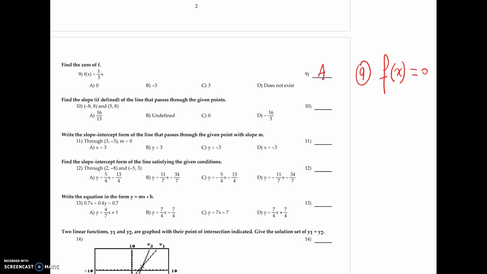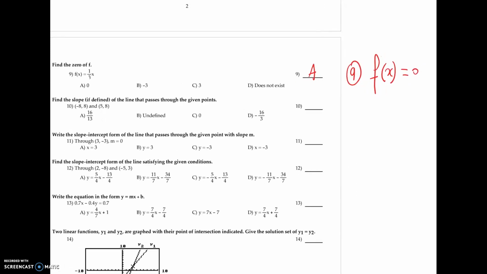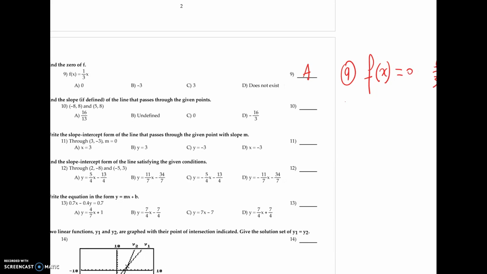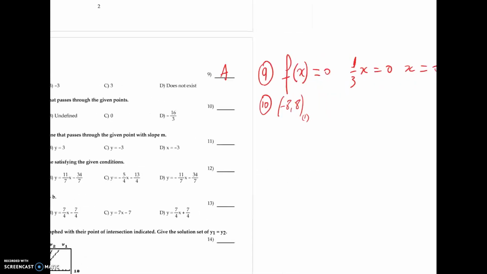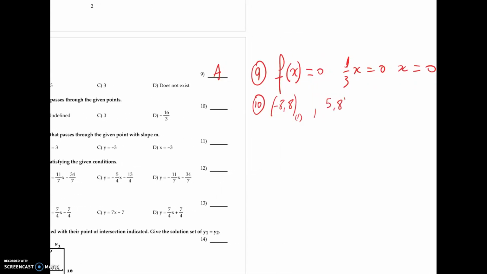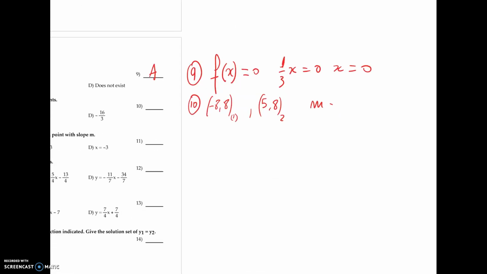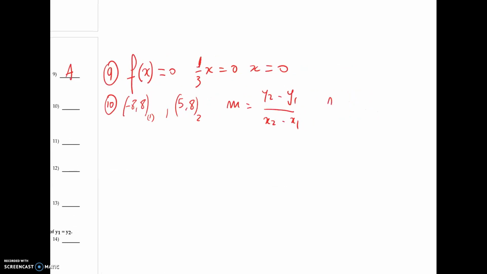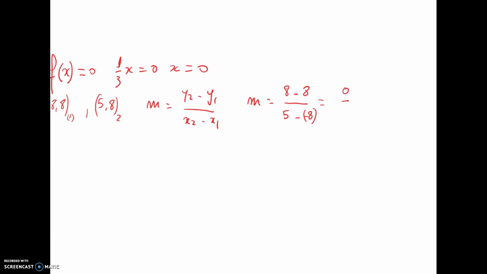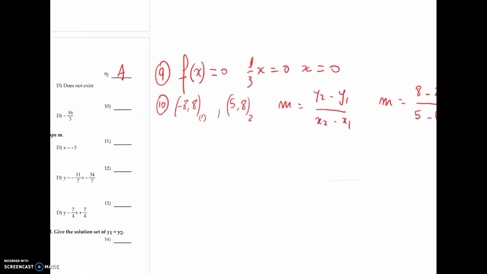All right. Problem number 10. Find the slope of the line passing through the 2 given points. So, problem number 10. We have the point -8, 8. I'm going to call that point number 1. And we have point number 2, 5, 8. Based on the definition of the slope, y2 minus y1 over x2 minus x1, I can fairly say that the slope is going to be equal to 8 minus 8 divided by 5 minus -8. And that gives me 0 divided by 13, which is 0. So the slope is 0.